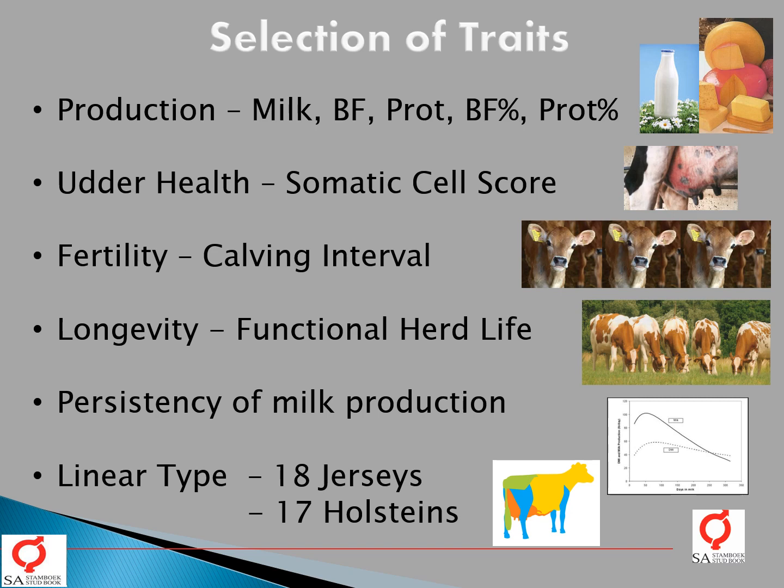Functional herd life is our longevity trait. We also estimate breeding values for the persistency of milk production. And then for Jerseys and Holsteins, we estimate breeding values for linear type traits, which is conformation and other traits. And we have 18 traits for the Jerseys and 17 for the Holsteins.